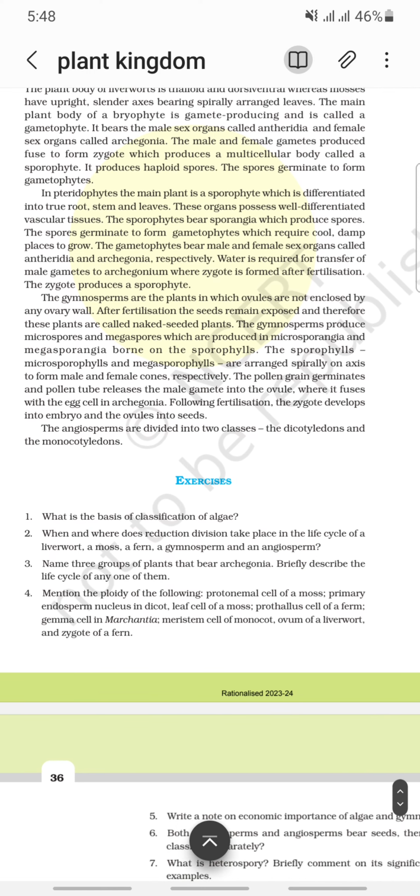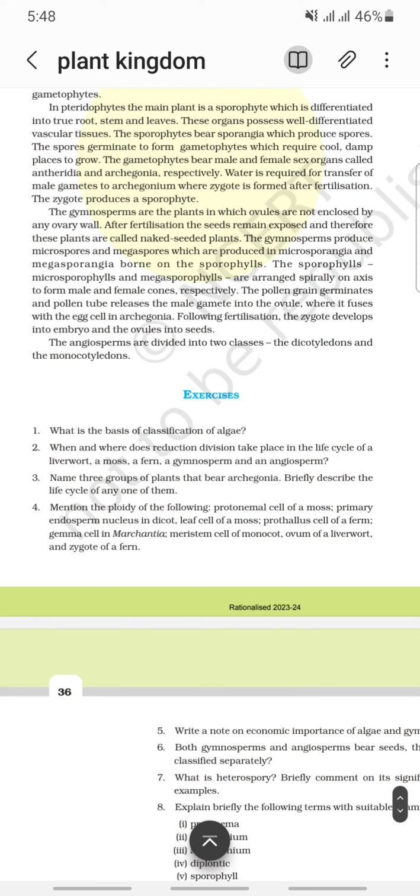The gymnosperms are the plants in which ovules are not enclosed by an ovary wall. After fertilization, the seeds remain exposed, and therefore these plants are called naked seed plants. The gymnosperms produce microspores and megaspores, which are produced in microsporangia and megasporangia borne on sporophylls. The microsporophylls and megasporophylls are arranged spirally on an axis to form male and female cones, respectively.